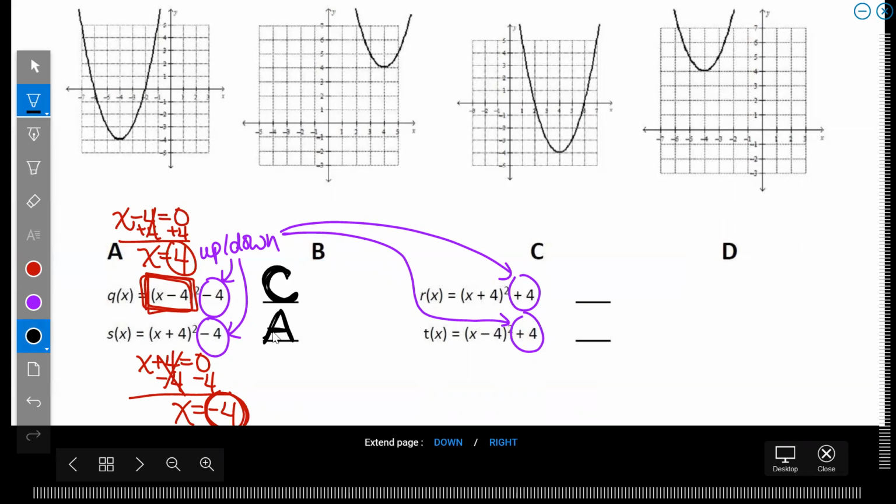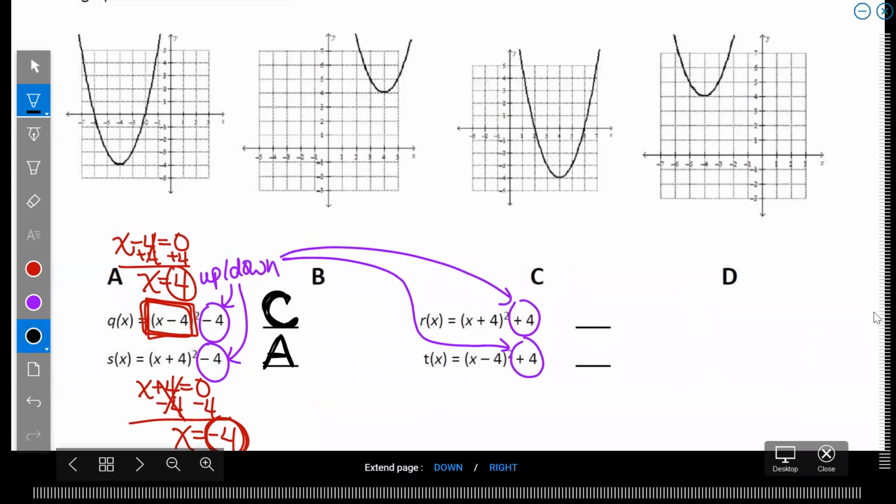All right, so I know that these 2 go with B and D. That top one, (x+4)^2 + 4, would that go with B or D? D. Because when I take what's inside parentheses and set it equal to 0, it's going to tell me an x of -4. Anytime I see things inside parentheses, I take those and set them equal to 0. So this one has to be B.